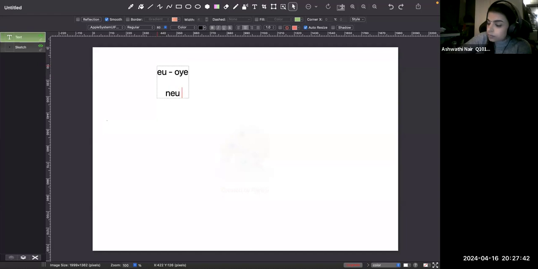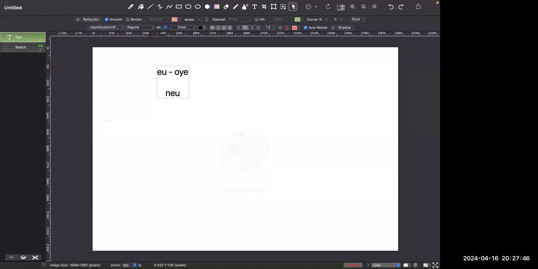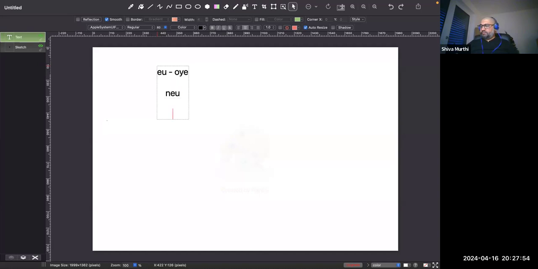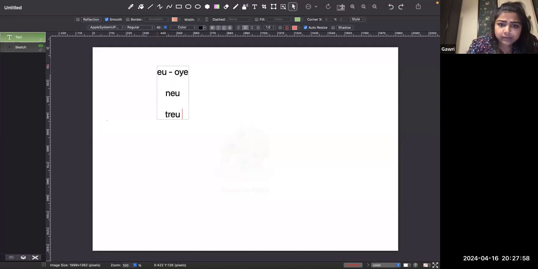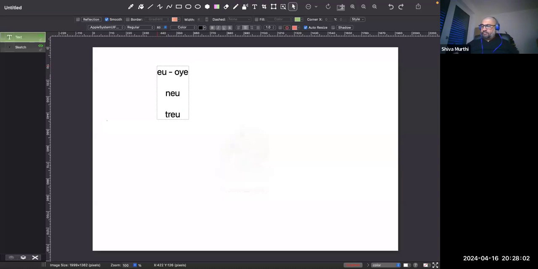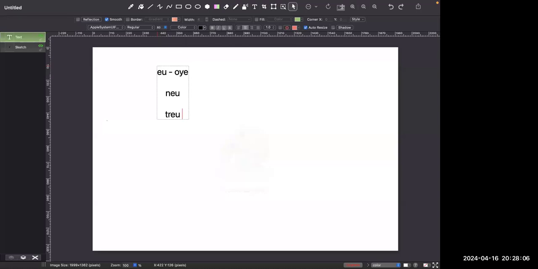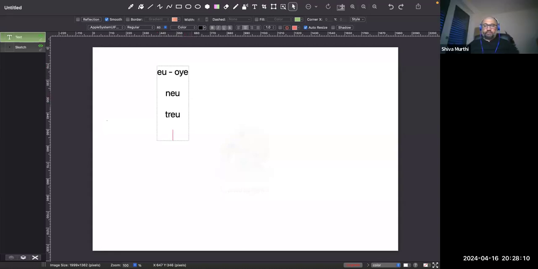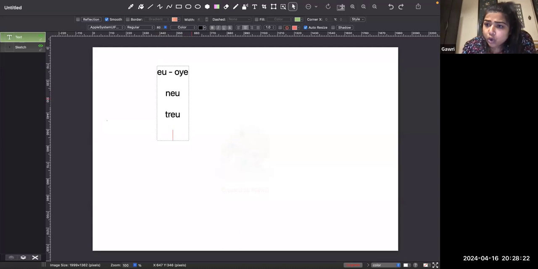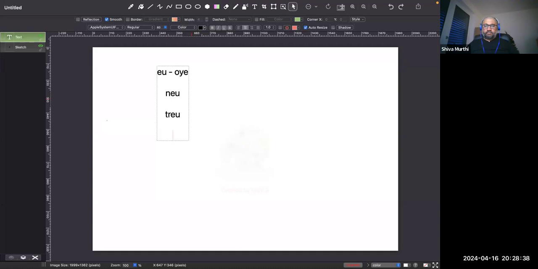So how will you pronounce this word, guys? Neu. Very good. How would you pronounce this word? Treu. The T is not pronounced as th. Yeah, at many places in Germany, this T is pronounced as th also. But right now we are learning Hochdeutsch, High German, so we will pronounce it as Treu.